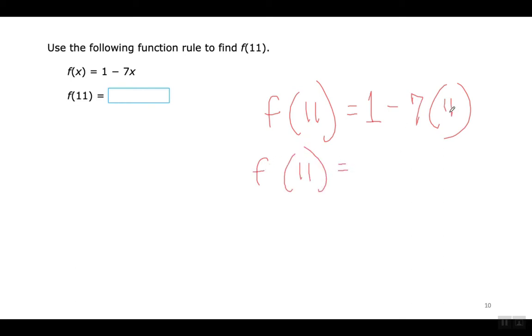Negative 7 times 11 is negative 77. But mister, doesn't that say 7 times 11? You could do it that way as well, kids. 7 times 11 is 77, and you keep the negative sign in front. There you go, same thing. Okay, now 1 minus 77 equals negative 76.